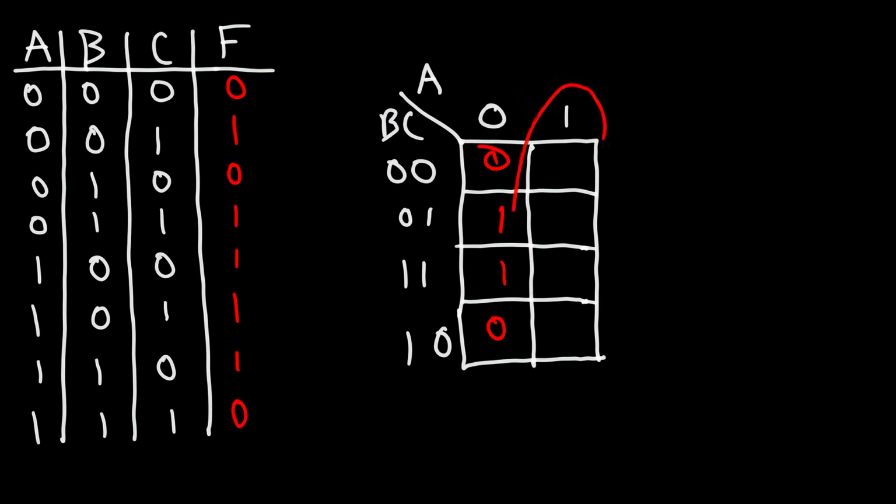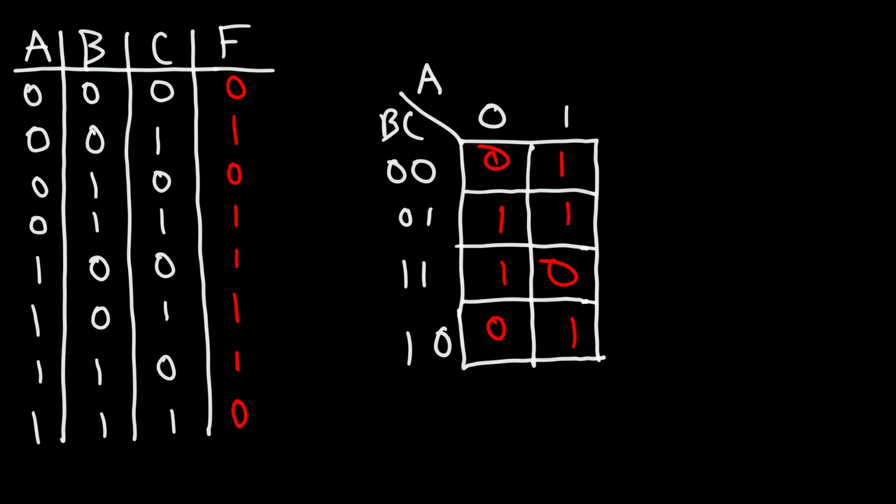Now for the second column, A is always 1, which will correspond to these four. So when BC is 0 0, the function is 1. And when BC is 0 1, the function is also 1. When BC is 1 0, the function is 1. And when BC is 1 1, the function is 0. So that's how we can quickly fill out this K-map. Now, how can we use it to write a function for the truth table?